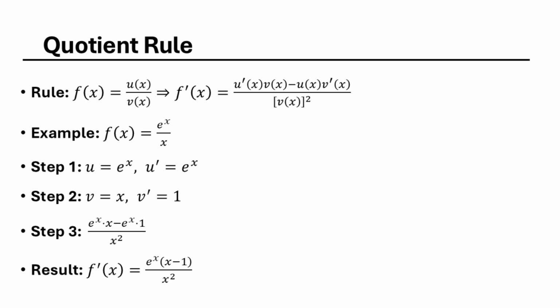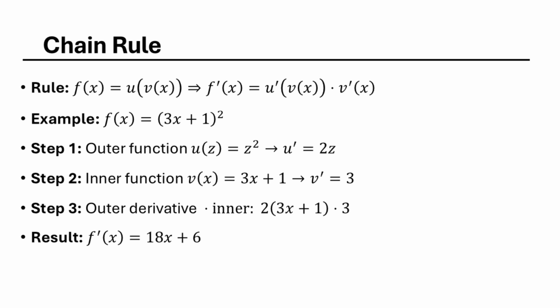The chain rule is perhaps the most important rule for complex functions. It is used when one function is nested inside another. We call this a composite function, u of v of x. The rule is, take the derivative of the outer function while keeping the inner function the same, and then multiply by the derivative of the inner function.